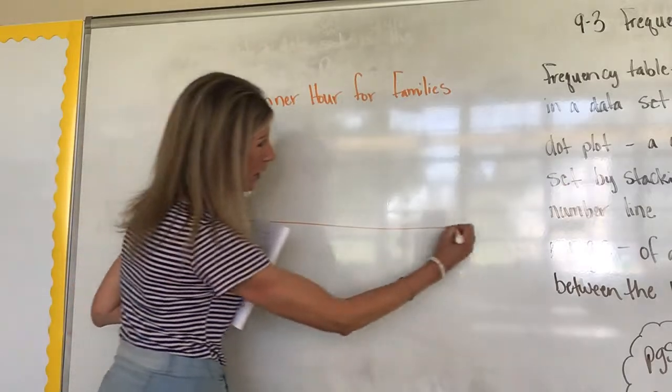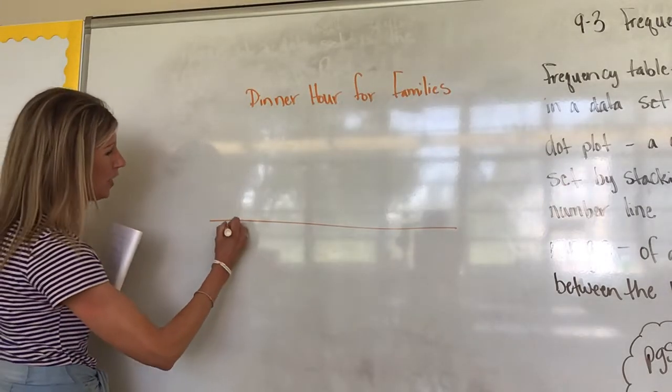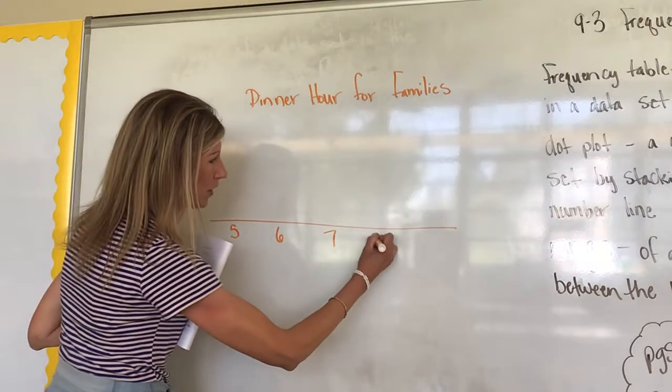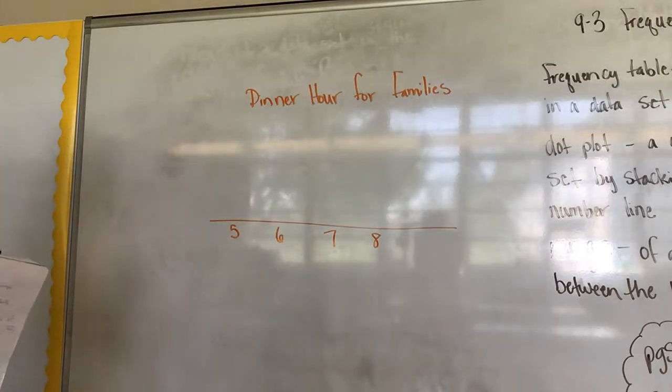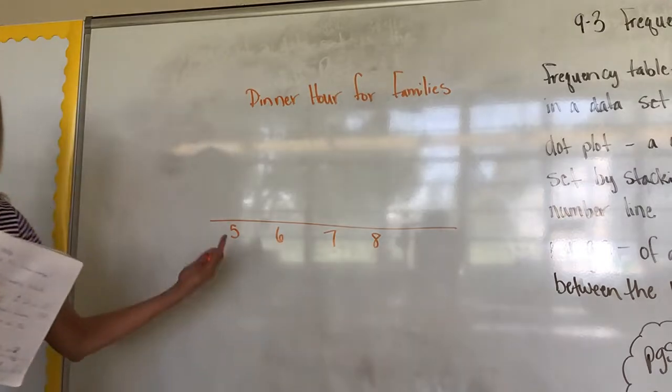Dot plot, we're going to draw a line. And then down below, we're going to put our time. So let's say we're analyzing 5 o'clock, 6 o'clock, 7 o'clock, and 8 o'clock. Okay, so these are the different times that we're looking at. The 5 o'clock hour, 6 o'clock hour, 7 o'clock, 8 o'clock hour. We could have picked kind of whatever.